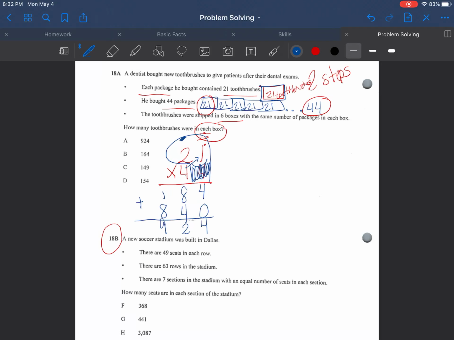Add up your partial products. 4 plus 0 is 4. 8 plus 4 is 12. And 8 plus 1 is 9. So 924. And if you notice, there's my distractor.